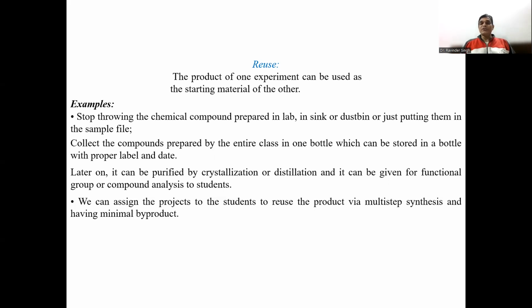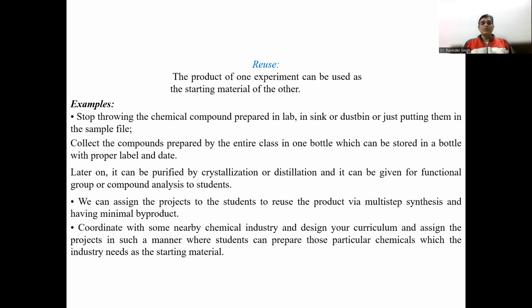We can assign projects to students to reuse the product via multi-step synthesis with minimal byproduct. Always coordinate with nearby chemical industries and design your curriculum and assign projects in such a manner that students can prepare those chemicals which the industry needs as starting material. In this way, we can reuse the chemicals, and pollution can be reduced to a larger extent, and we can proceed towards greener technology, which is the need of the hour.